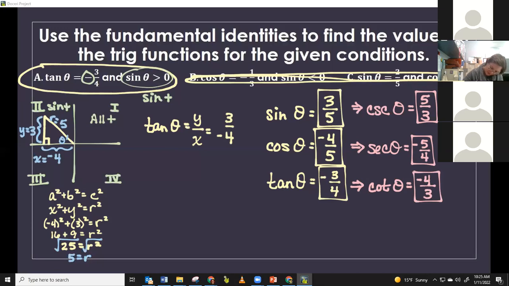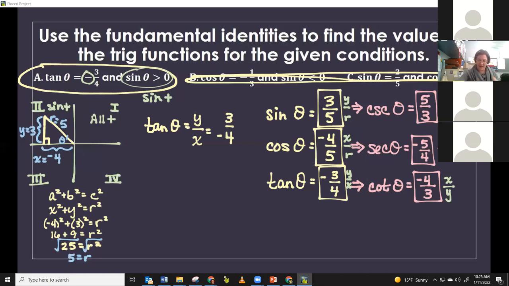So that we have y over r, x over r, y over x, r over y, r over x, and x over y. Remembering those relationships with x, y, and r are really, really important.